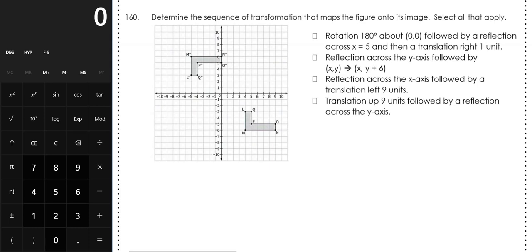Each choice. Rotation 180 degrees about 0, 0. So we're rotating 180 around the origin. It's always around the origin, so you can ignore the fact that it says 0, 0. Rotating 180, that's going upside down. Followed by a reflection across the line x equals 5. And then a translation right 1 unit. Okay, 3 different transformations. Let's start with the rotation 180 degrees.